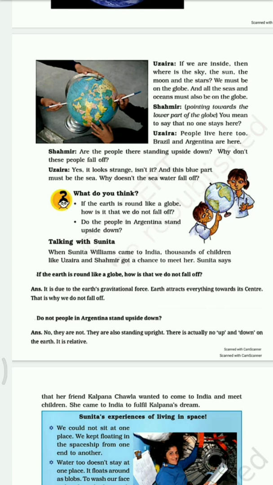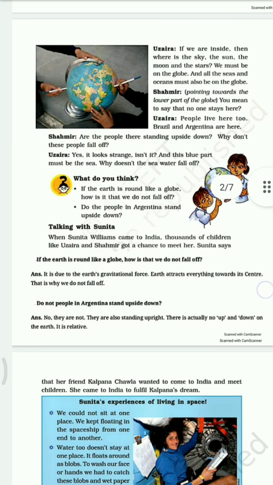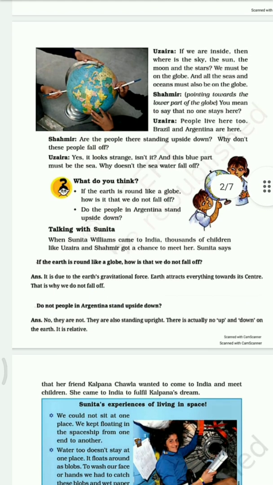The answer is given below. It is due to the Earth's gravitational force. Earth attracts everything towards its center. That is why we do not fall off. So there is a gravitational force on the Earth, and due to this gravitational force, Earth attracts everything towards itself. So we do not fall off.